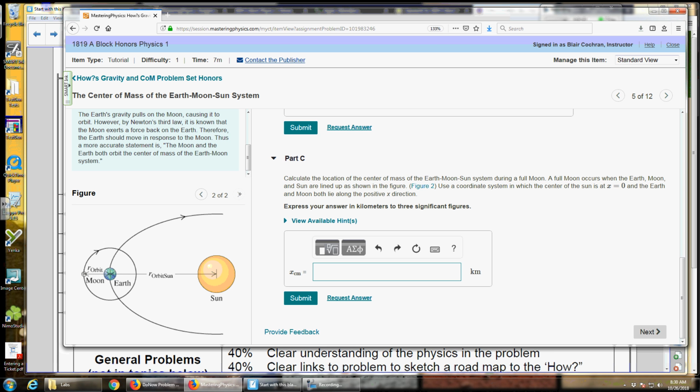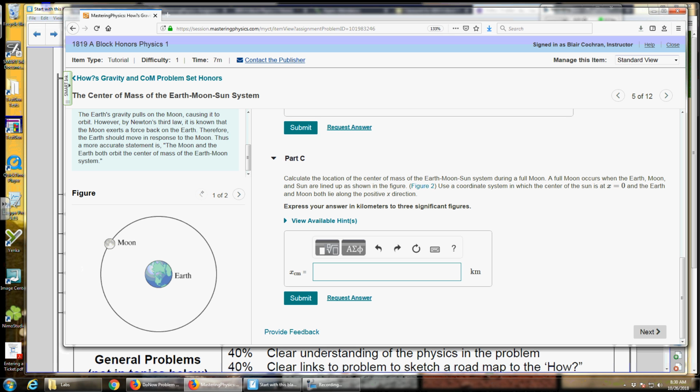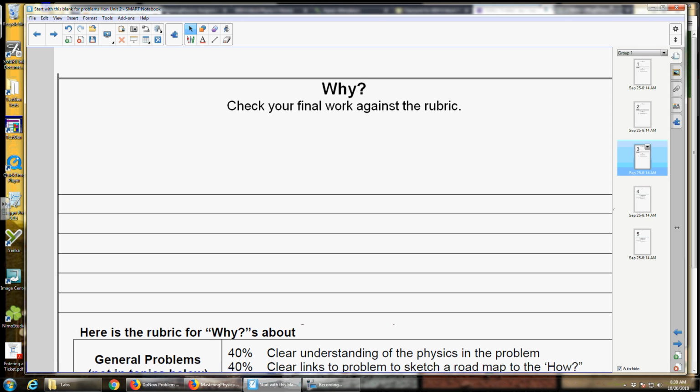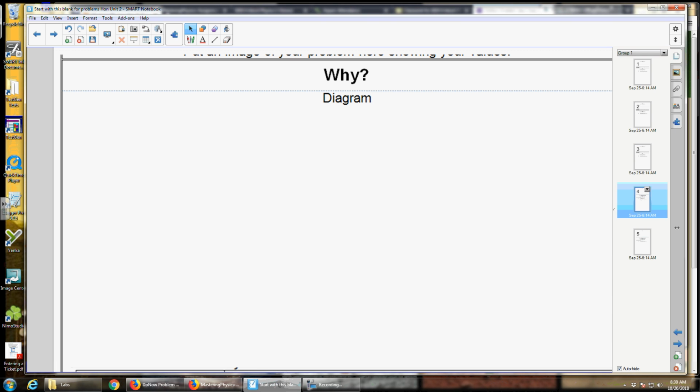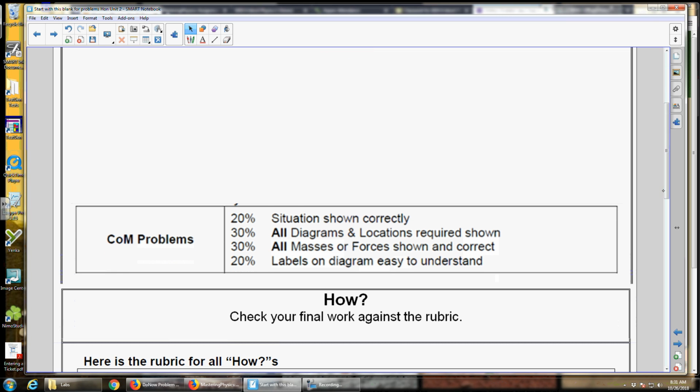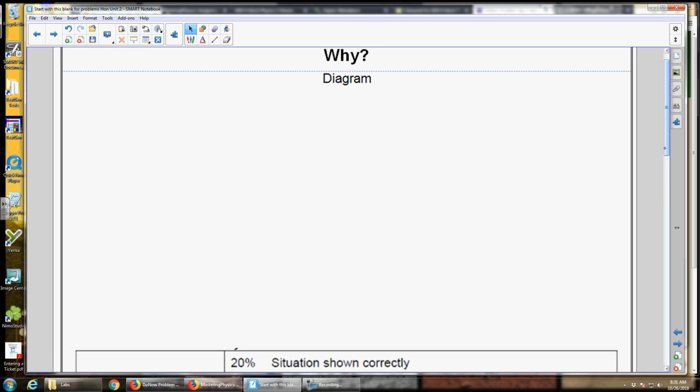Alright. So we're going to have to do 2 diagrams here for our center of mass problem. So we'll go here, and then I'll pick a center of mass diagram. Remember, what I'm doing in here is making sure I'm showing the situation correctly, with all the locations, masses or forces shown correctly, and labels on diagrams that are easy to understand. So I'm going to do 2 diagrams here.